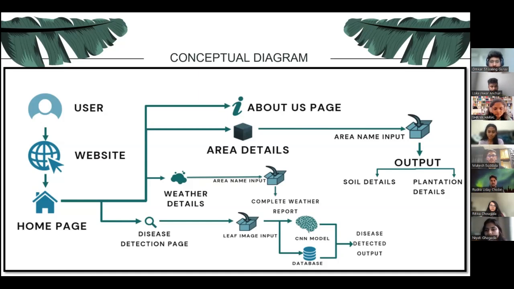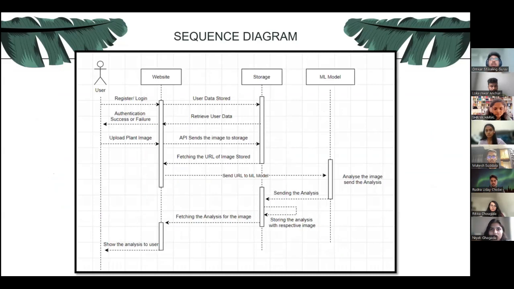After all this, we have also considered adding one extra tab, a history tab, where all the previous historical data will be stored, whatever he has uploaded on the website under his account, and then there will be a logout section. This is our conceptual and architectural diagram. Next is our sequence diagram.